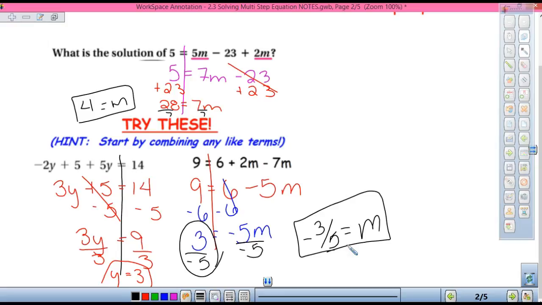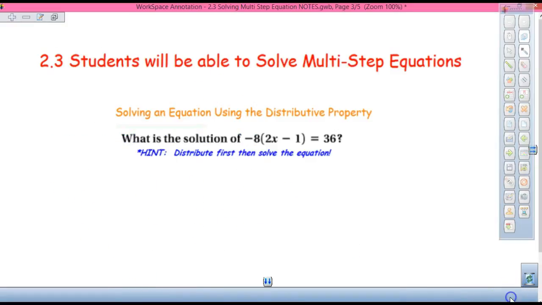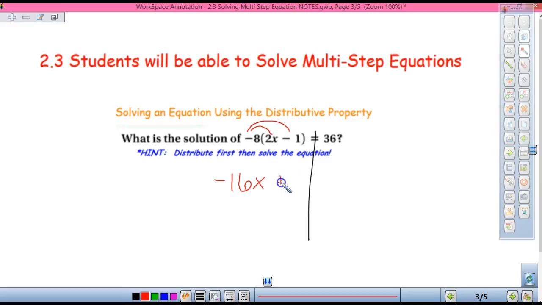So far, so good? You sure? Alright, so now we have to distribute. So when I distribute this, what do I get? Negative 16. A little careful, negative 16x. Don't forget your x. Negative and a negative gives you a plus 8 equals 36.